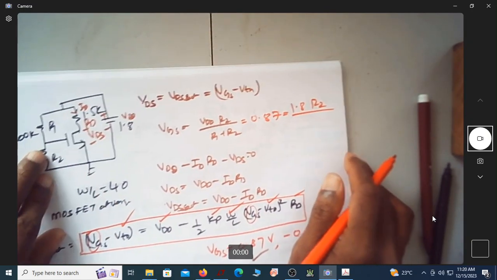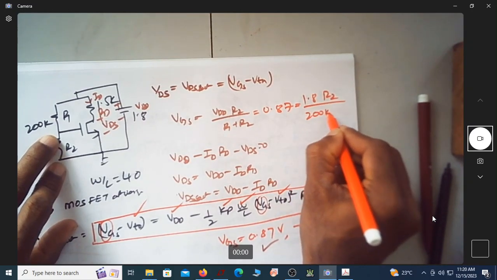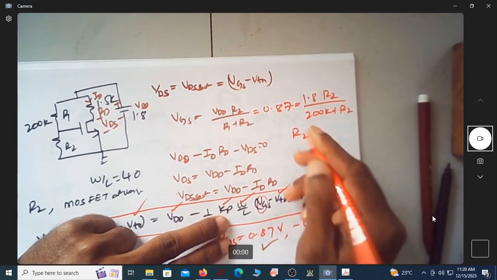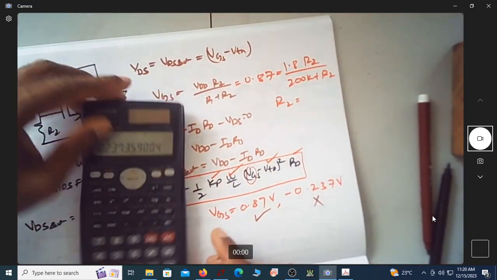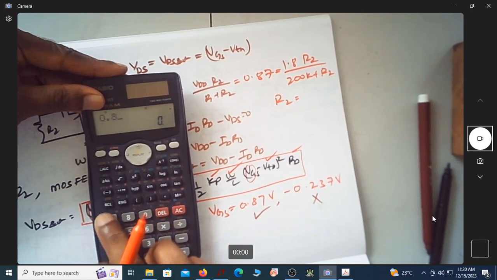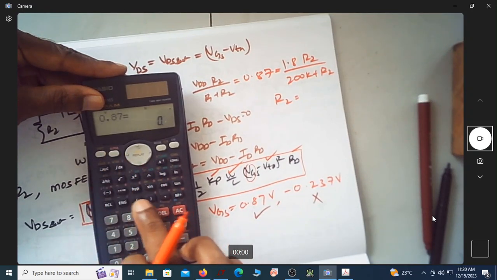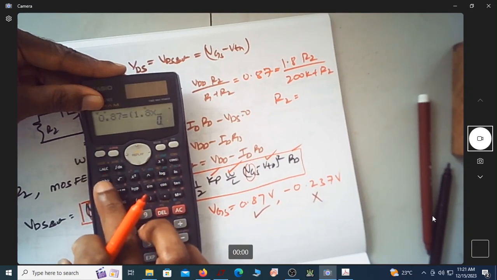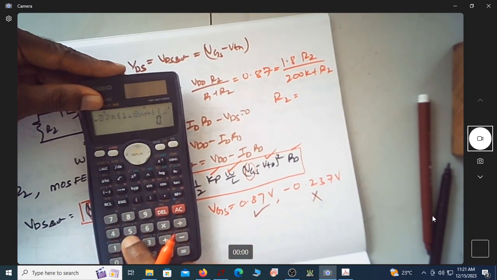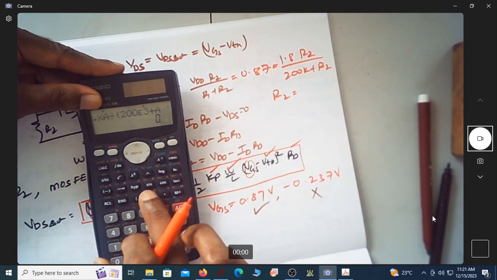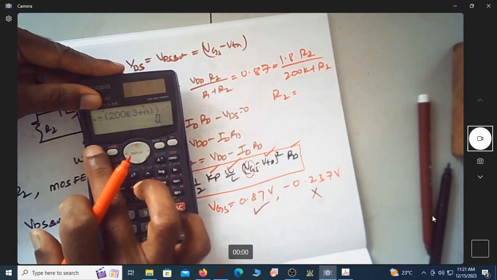I know what is R1. So is it not 200K plus again R2? Now solve for R2. Again, when I say solve for R2, no need to do any mathematical stuff there. Just feed into equation as it is. So it is 0.87 alpha equals, open the parenthesis, 1.8 into alpha A divided by 200 exponential 3 plus alpha A. Wherever R2 is there, I am just replacing by alpha A. Close the parenthesis, shift calculate.